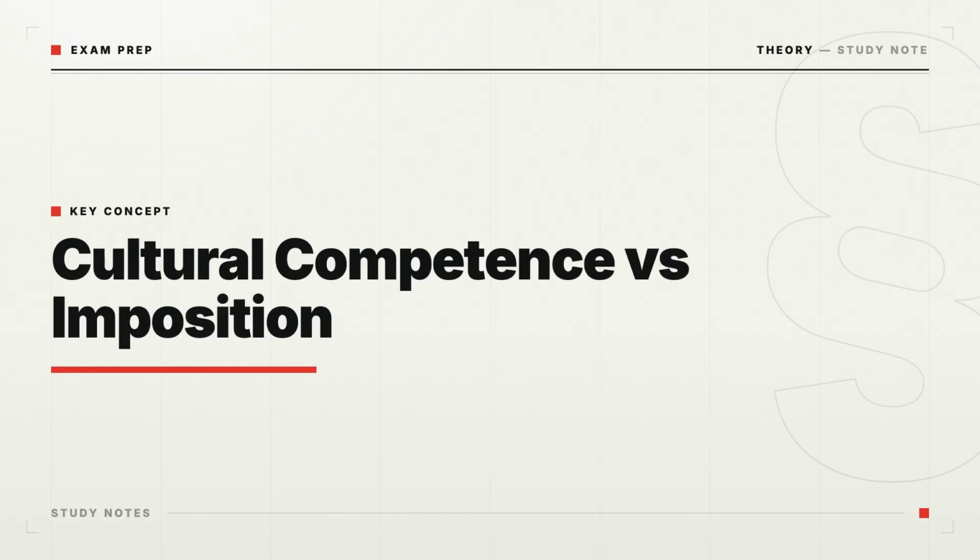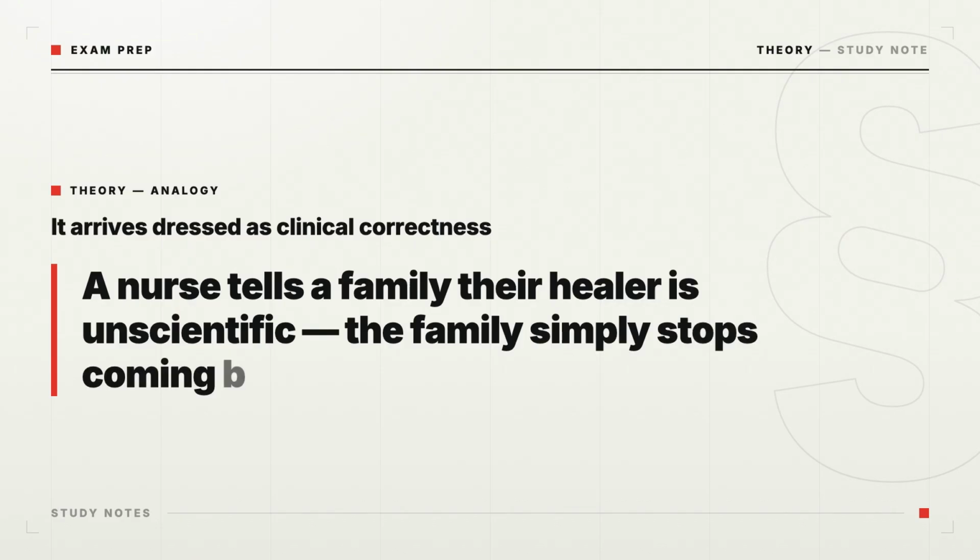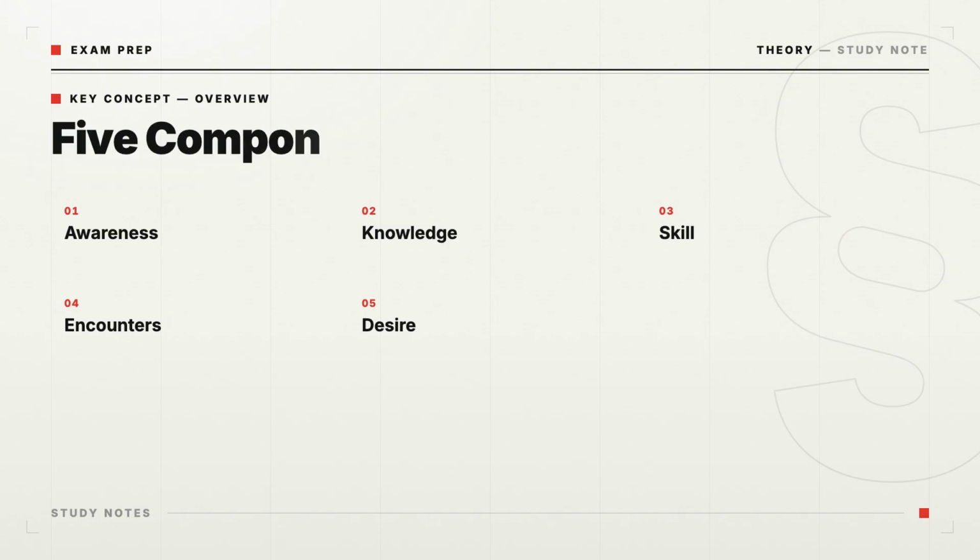Before we get to the model, let's name the failure mode. Ethnocentrism means judging other cultures by your own standards, and cultural imposition is acting on that judgment by forcing your beliefs onto someone else. A nurse who dismisses a family's traditional healer thinks she's educating them. She's actually imposing her own standard, and the predictable result is that the family disengages from care entirely.